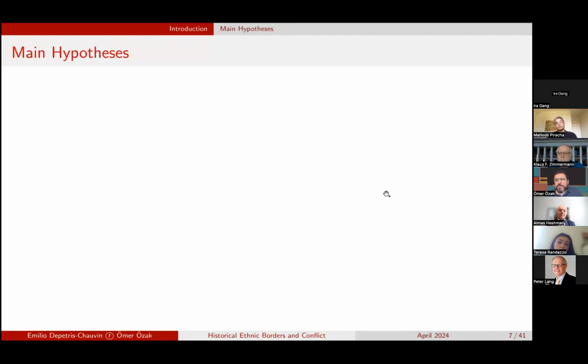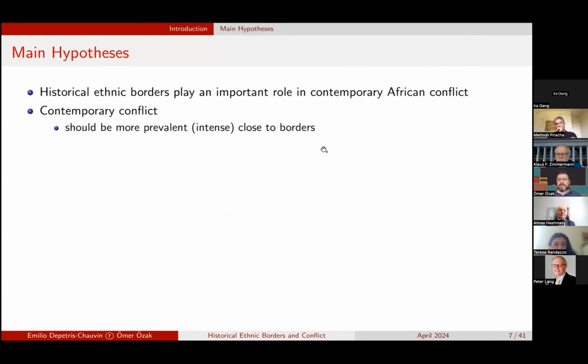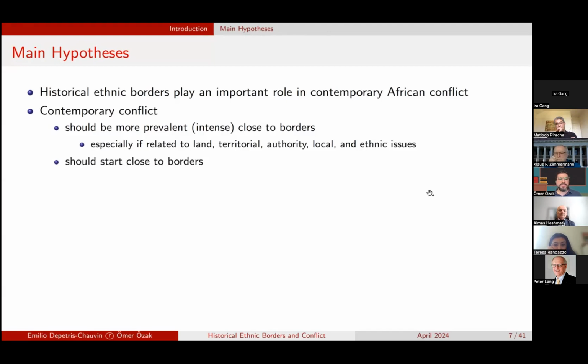So what are the main hypotheses that we will try to test in the paper? First, we want to show that historical ethnic borders play an important role in contemporary African conflict. In particular, we should expect conflict to be more prevalent or more intense close to borders, especially conflict related to land or territorial issues, authority, and local or ethnic issues, right? We should expect conflicts to actually start close to borders because that's where we expect all these forces to be stronger. And at the same time, we would expect the effect of borders to be stronger if there's more reason to fight for the land around the border, right?